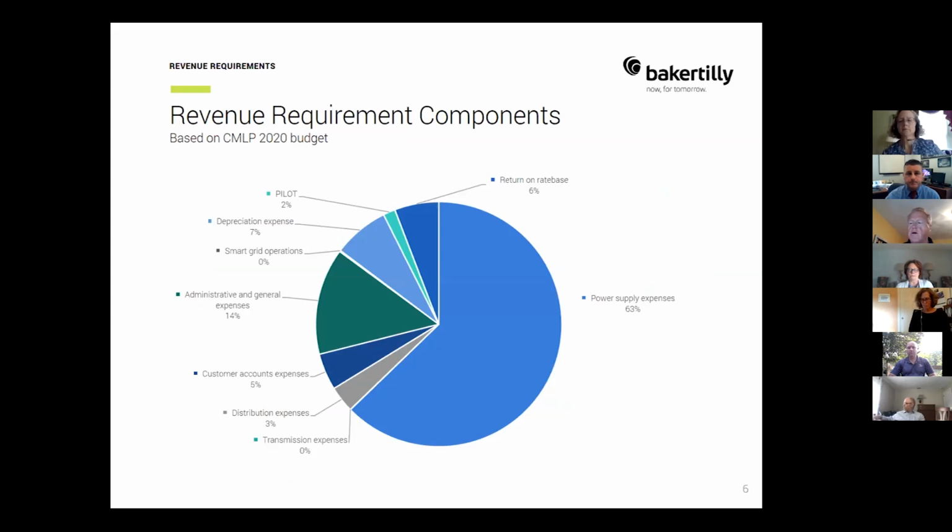But when you look at your revenue requirement components, so based on your budget for 2020, that's what this chart is here. So of course, the biggest area is the power supply expenses. And you can see the rest of the expenses, your payment in lieu of tax to the town, depreciation, administrative and general, and you see the other categories here as well. So this makes up that pot of costs in total from your budget that needs to be recovered from your customers through their customer rates.